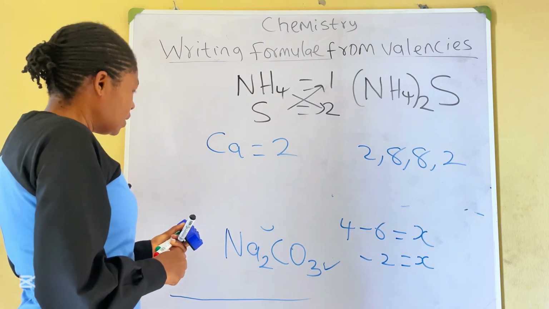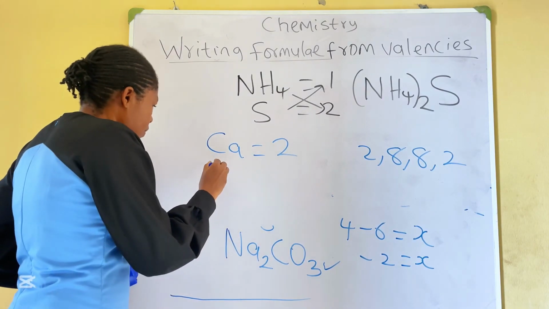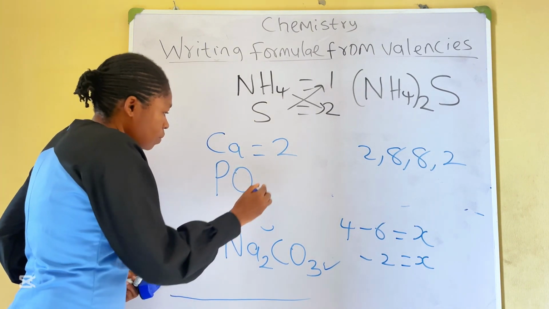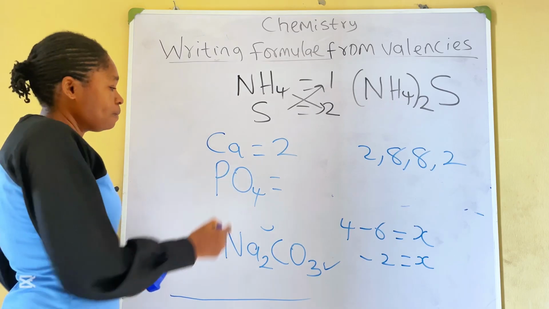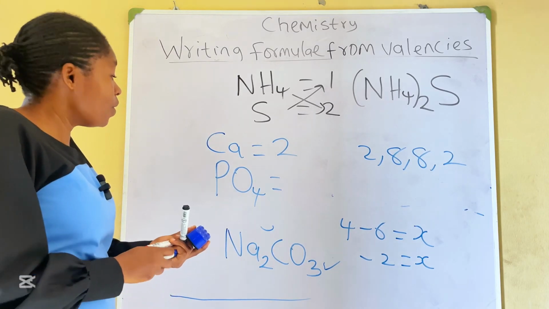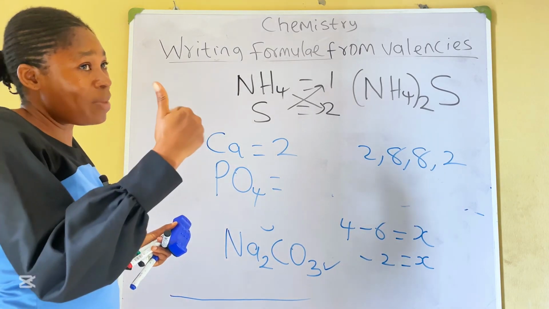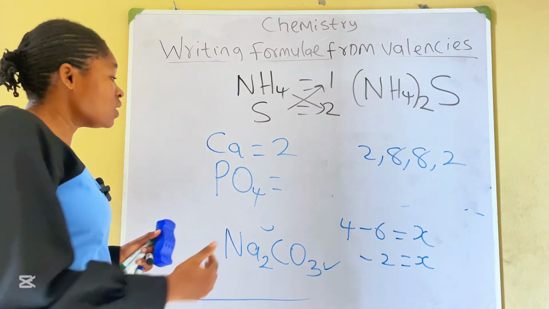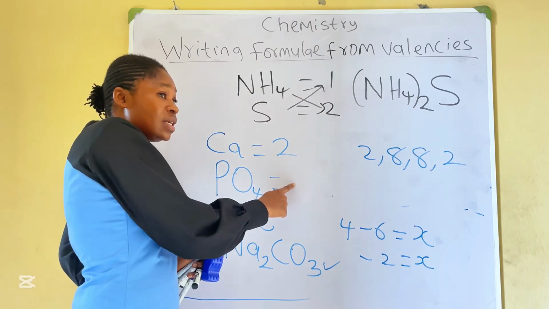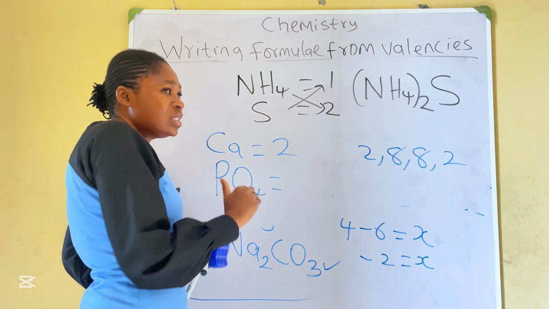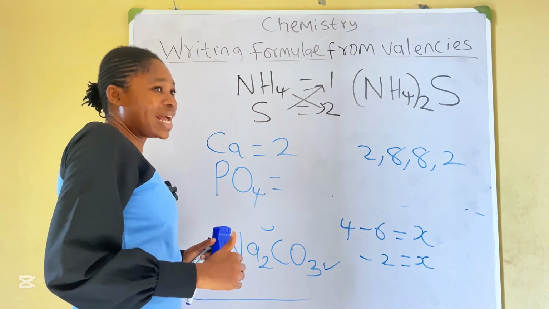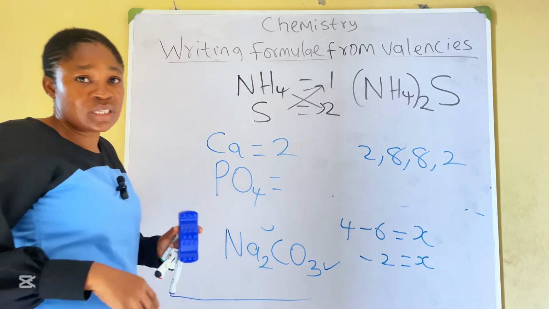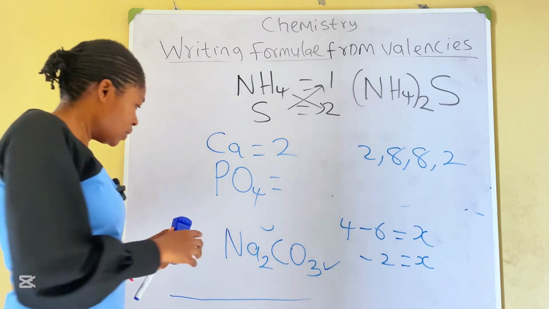Tetraoxophosphate. Phosphate is phosphorus. Tetraoxo, 4. What is the charge on this? If you remember that PO4 is 3 minus, you put it. But if you've forgotten the charge and you put any wrong valency, whatever I've written is wrong. Your formula must be 100% accurate.